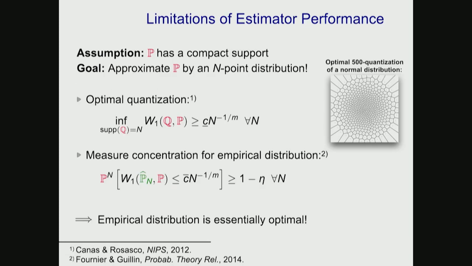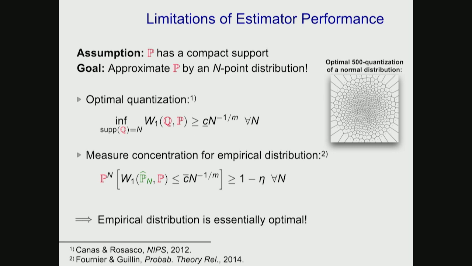Unfortunately, if we have a finite number of samples, then all estimators are subject to fundamental performance limitations and cannot be improved beyond a certain point. For example, the type 1 Wasserstein distance between the unknown true distribution and its closest discrete distribution with n atoms is bounded below by 1 over the sample size to the mth root of the sample size, where m is the dimension of the uncertainty.